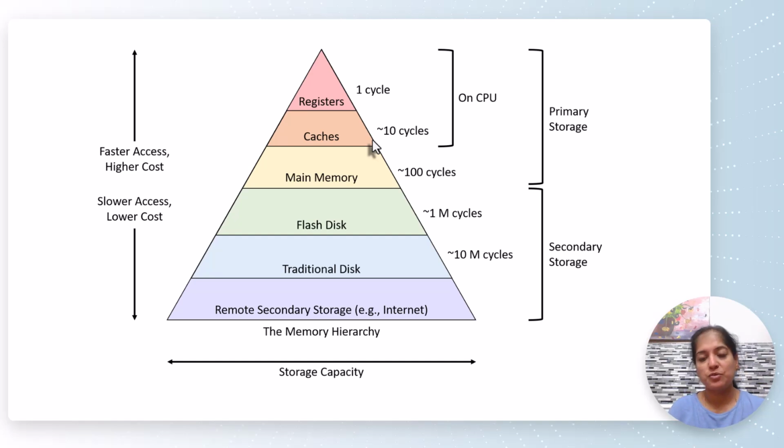These registers, cache and main memory are called primary storage, whereas flash disk, traditional disk and all others are called secondary storage. If you see the access time, the more you go to the top, the access time is faster. These are the fast memories. At the upper side, the size is smaller, but the cost increases and the speed increases. Whereas when you go to the bottom, the speed decreases and the cost also decreases.